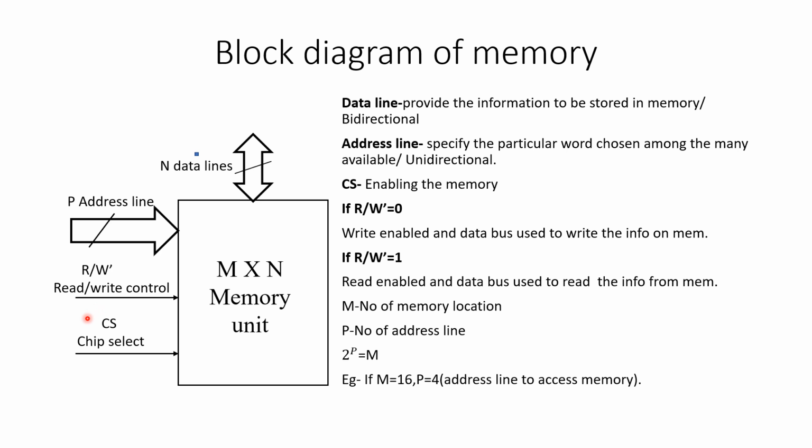Chip select is used to enable the memory unit. Once chip select is enabled, the memory unit starts its process. Then read/write control. If the read/write control equals 1, the read control is enabled, which means we can read the data from the memory. If read/write control equals 0, we are enabling the write control, which means we can write data on the memory. That is, if 1 we can read the memory, if 0 we can write on the memory. Then address lines.